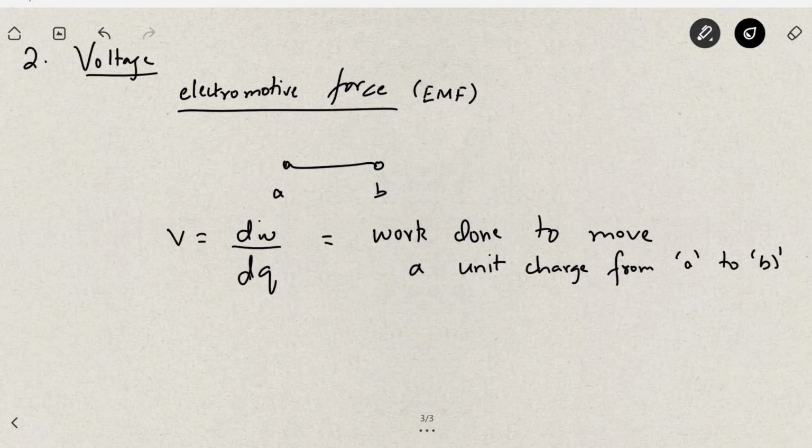In this particular example, we are saying that if a unit charge having a charge equivalent to Q is moved from A to B, the work that will be done to move this charge from A to B is what is known as voltage. Or you can also say there is some potential of this charge at this particular point. So the potential difference between these two points is also voltage.